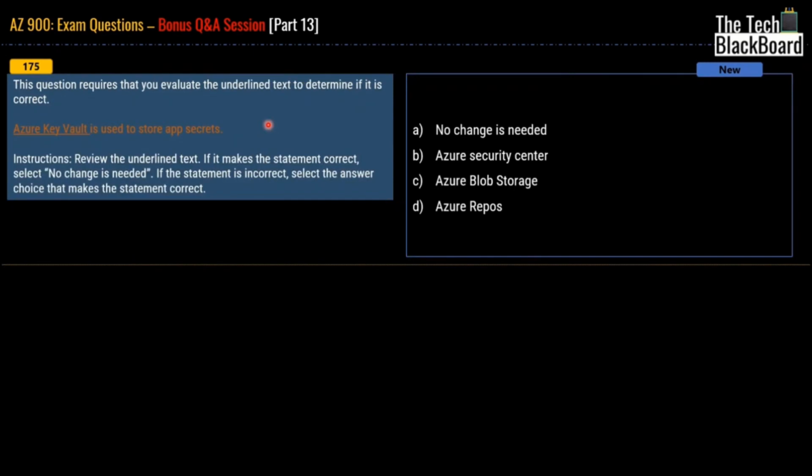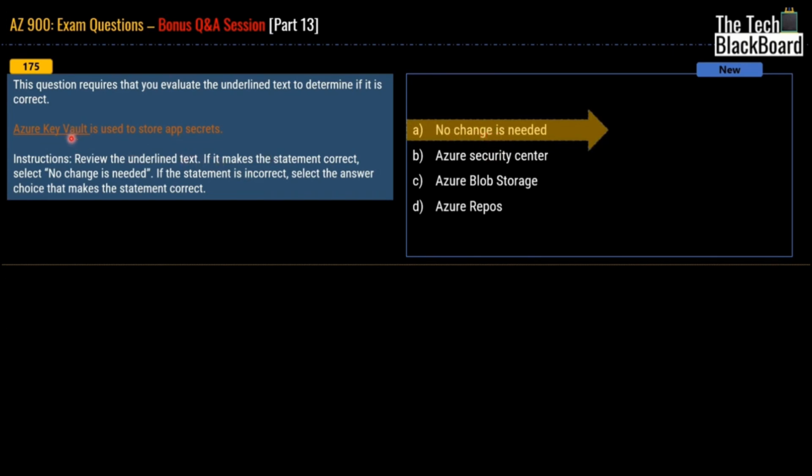Now let's read out question number 175. This question requires us to evaluate the underlying text to determine if it is correct. The entire sentence is that Azure Key Vault is used to store app secrets. Now you need to see if Azure Key Vault fits this statement or not. If it fits, then you choose no change needed. If it doesn't fit this statement, then you have to figure out which of these Azure services will fit in this statement. Now the correct answer for this question is no change needed.